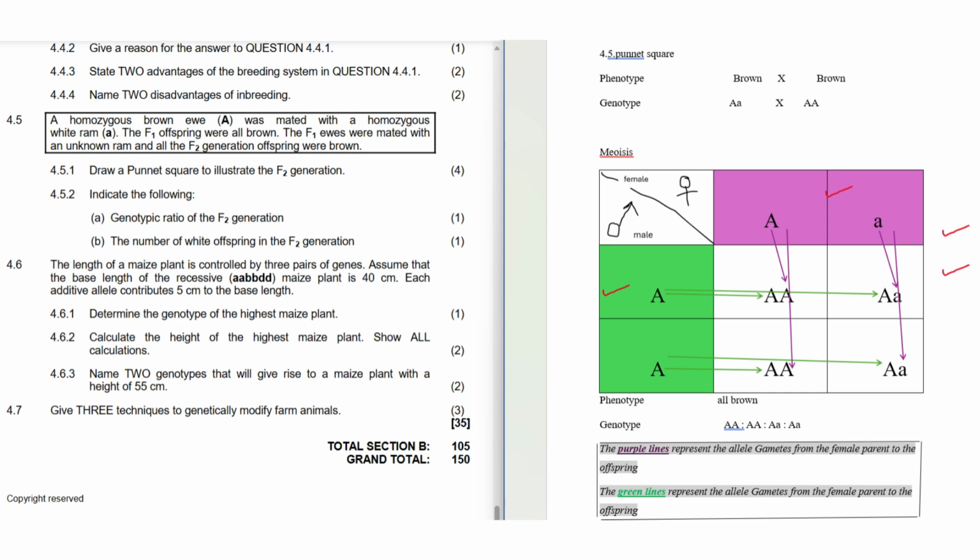Yes, we have AA, which is dominant, homozygous. Right. Then we're going to take a recessive allele from the female parent, and a dominant allele from the male parent. This is a heterozygous condition. Alright.